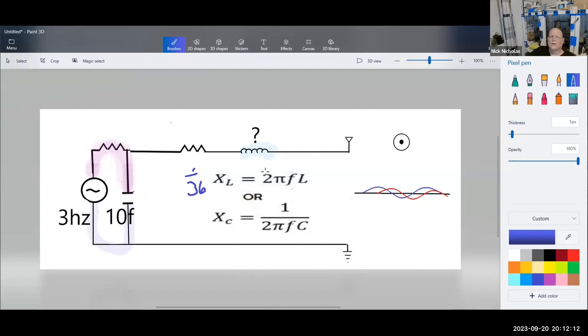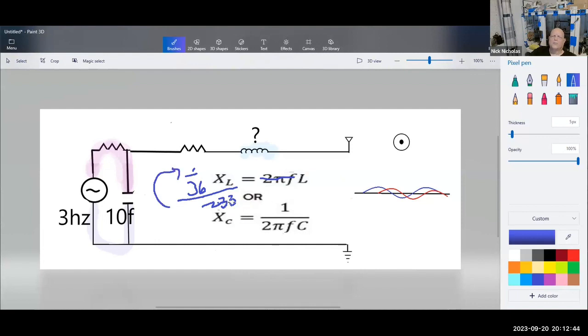Now, I can take and divide this by 2 and times 3 for pi and times the frequency, which is 3. And I would get that. Cancel this out. So if you got 1/36 over a number, you just invert this to the top.